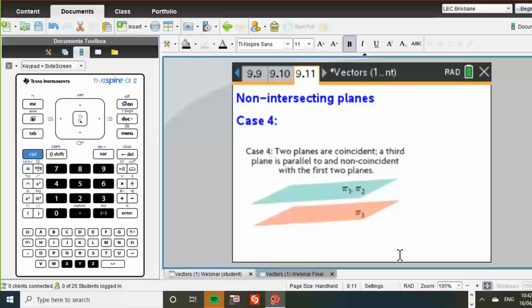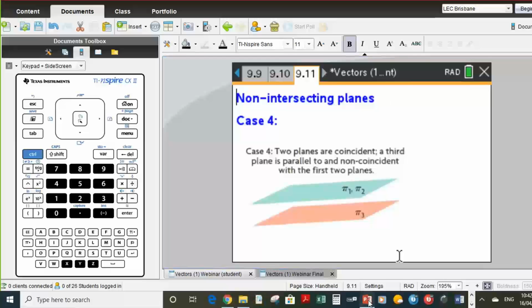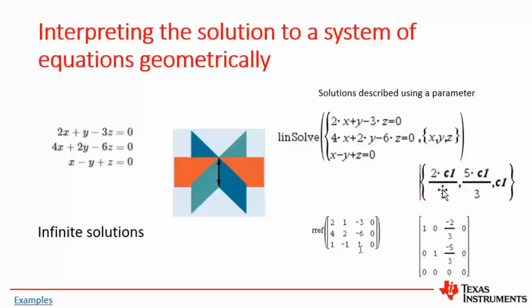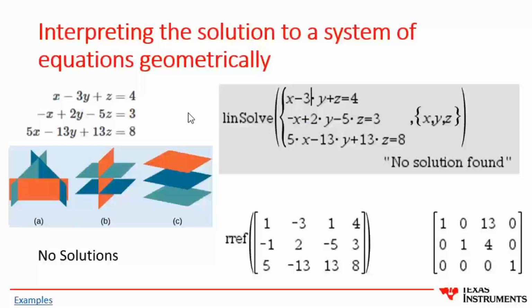So just to finish up, Jim showed a couple of beautiful slides yesterday. There's the situation of three planes meeting in a line, and that is telling you that you've got an infinite number of solutions because you've got your solutions expressed in terms of a parameter. Jim also showed this lovely slide yesterday. Here we've got the no solution situation, and when you use reduced row echelon form, you get that inconsistent situation. And when you use linsolve, no solutions are found.